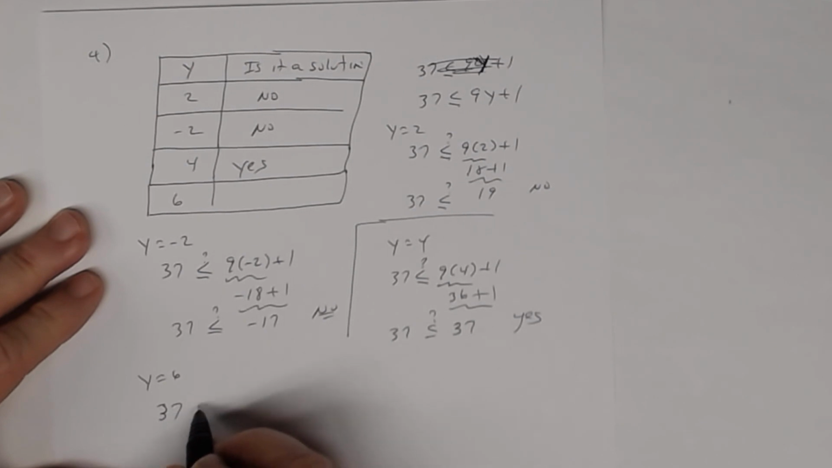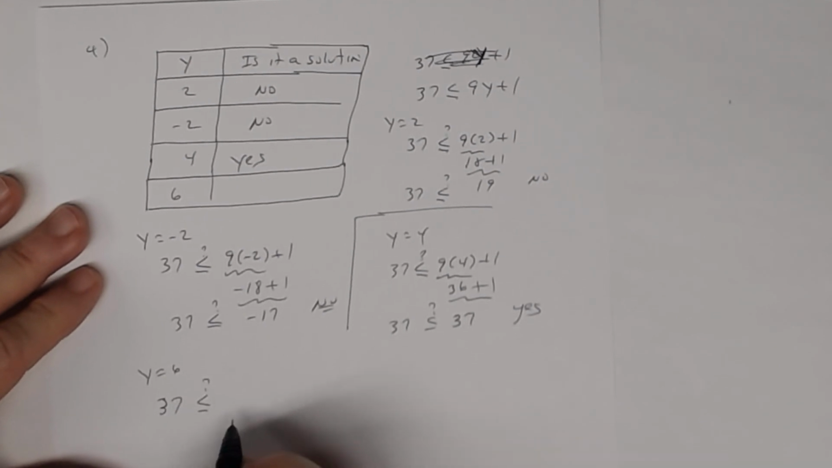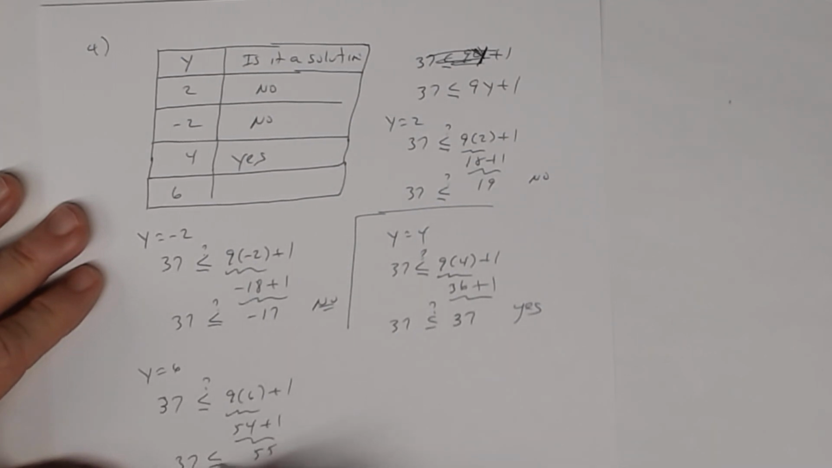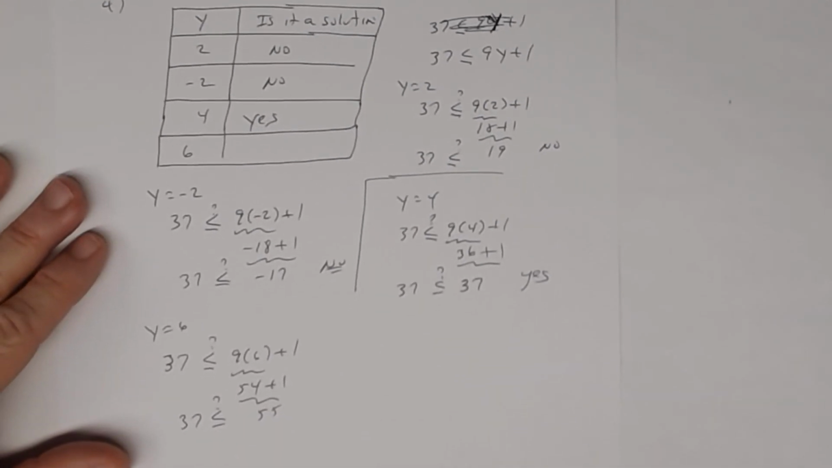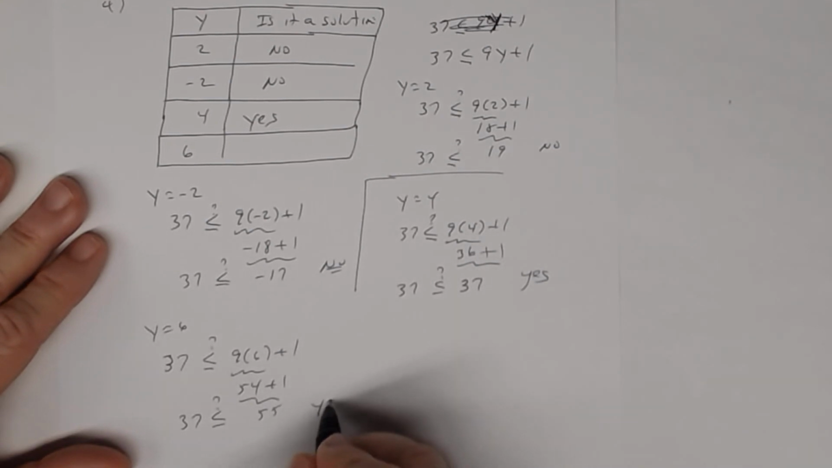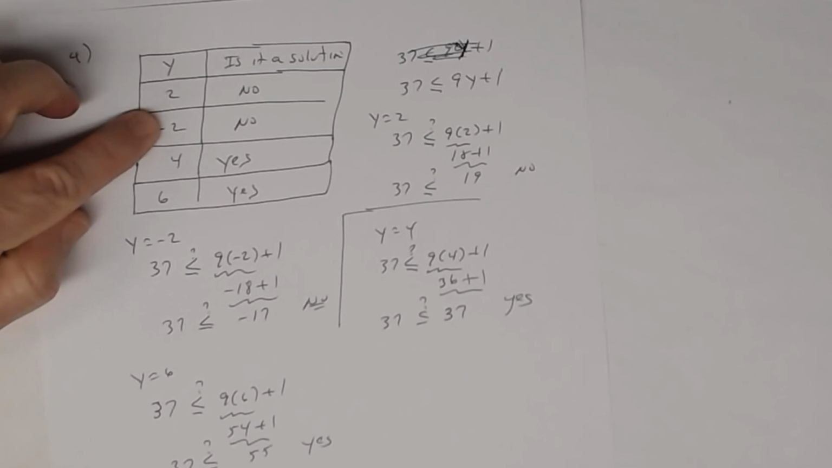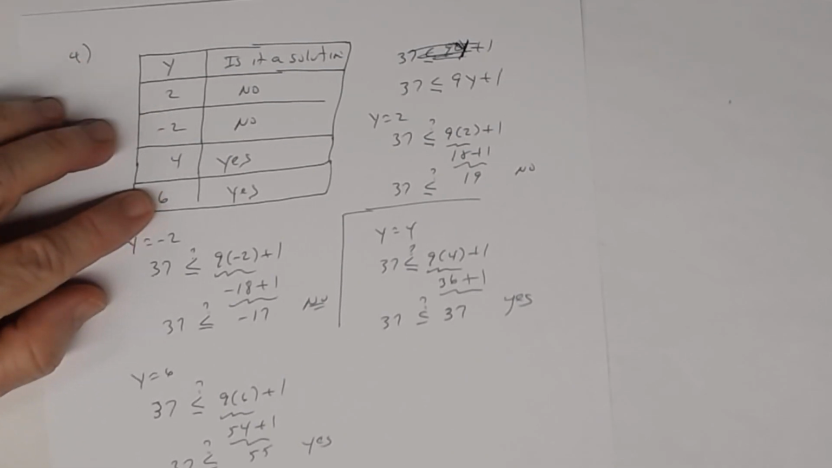So we have 37. I want to see if that's going to be less than or equal to 9 times 6 plus 1. So 9 times 6 is 54. 54 plus 1 is 55. So is 37 less than or equal to 55? Yes or no? The answer is yes. So that's also a solution. All right, so these two are not solutions. These two are solutions.